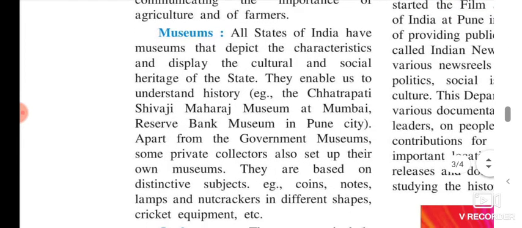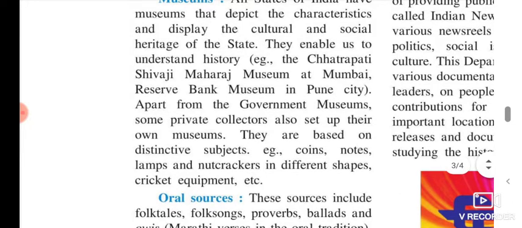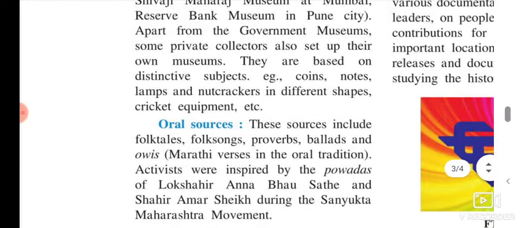Museums. All states of India have museums that depict the characteristics and display the culture and social heritage of their state. They enable us to understand history, for example, the Chhatrapati Shivaji Maharaj Museum at Mumbai and the Reserve Bank Museum in Pune city. Apart from the government museums, some private collectors also set up their own museums. They are based on distinctive subjects like coins, notes, lamps, nutcrackers in different shapes, cricket equipment, etc.